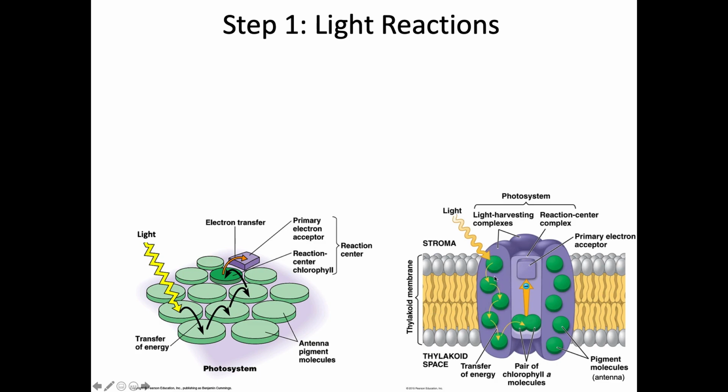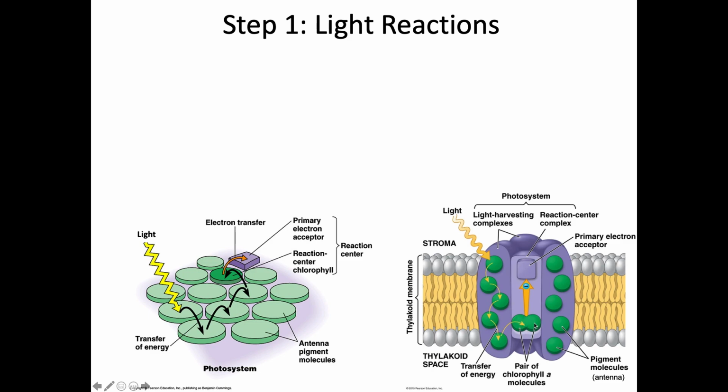So here you have this complex that's embedded in the thylakoid membrane. And then in this complex, you have these pigment molecules, called antenna molecules. What they do is absorb solar energy from the sun, and then they pass that energy from one pigment molecule to another molecule, to another molecule. So these pigment molecules get excited, and ultimately, they pass that energy to a special pair of chlorophyll A.